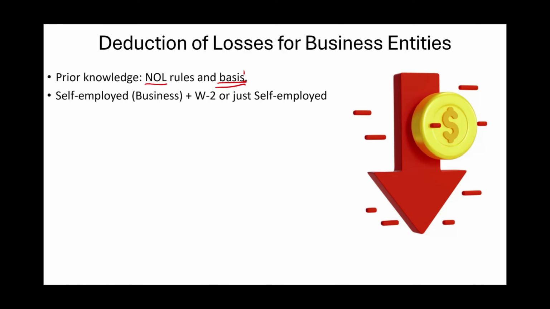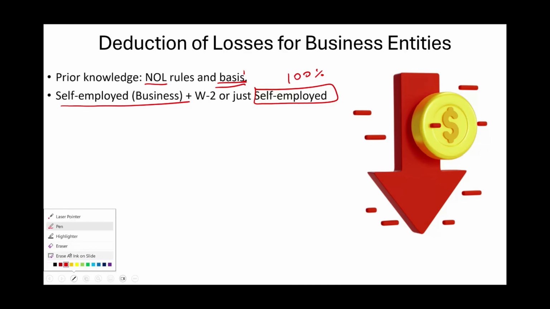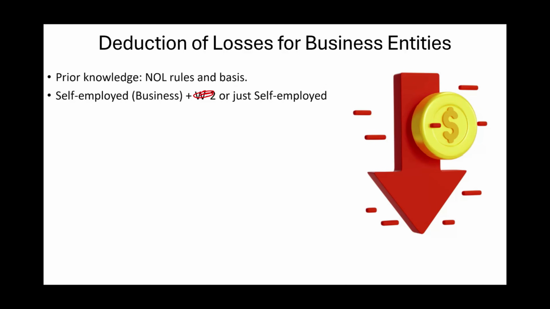Well, when someone walks into your office, they might be self-employed 100%. It means that's all they do. They have their own business. Or they might have their own business and a W-2 on the side. In other words, they are still working for a company and they have their own business. So they are running a business. Sometimes they might be by themselves, sometimes they might be with a partner.